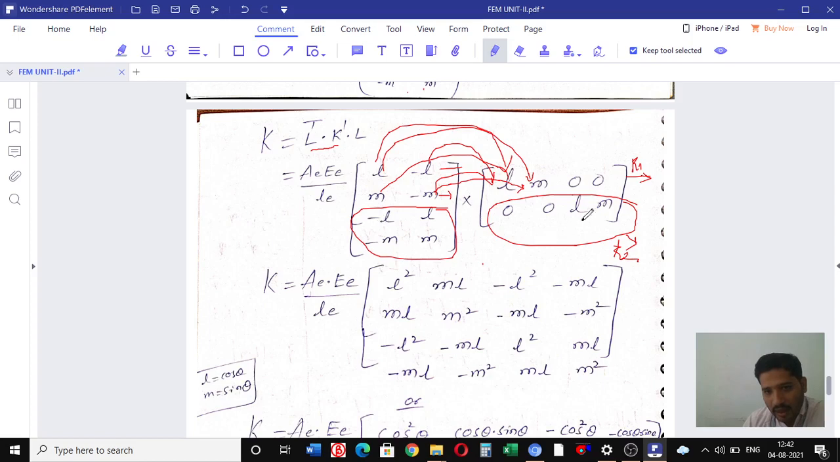Minus L into L square. Clear? Again minus L into M, minus M into L. Again come to this point. L into L square, L into M, ML we can say. After that minus M into L, minus ML, minus M into M, minus M square. This is over. Again come to this point. M into L, ML, M into M square. Clear here? I hope so.